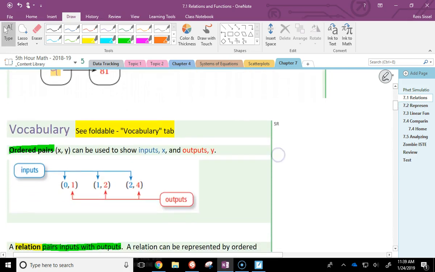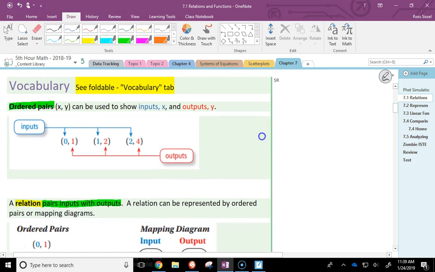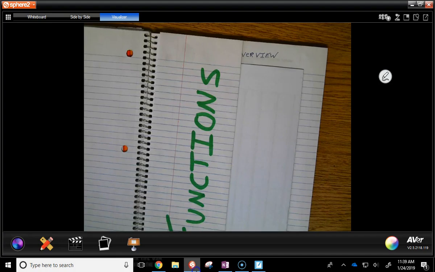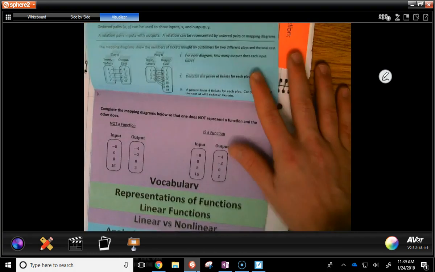Parker, I need you either focusing or I'm going to have to mark you down and move you. Okay? Huh? Okay, let's focus then. Okay, open up your foldables to the vocabulary. Foldable is the most genius invention since. So if we're going in here, should open up to this first one for me.